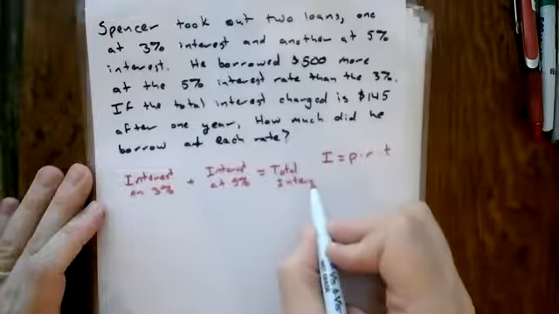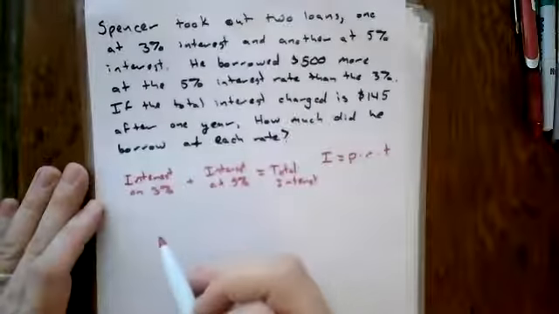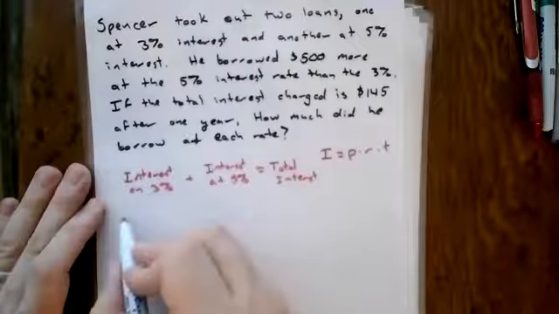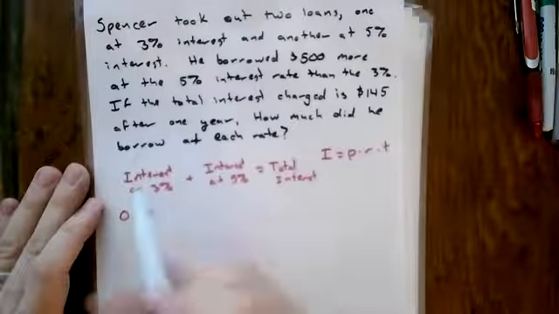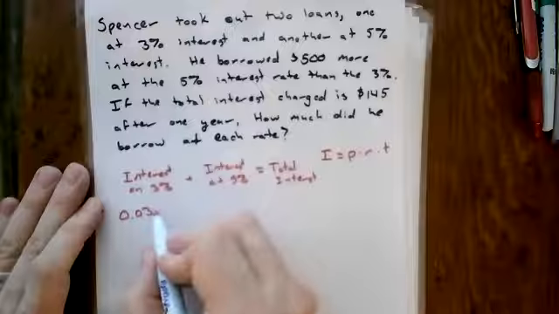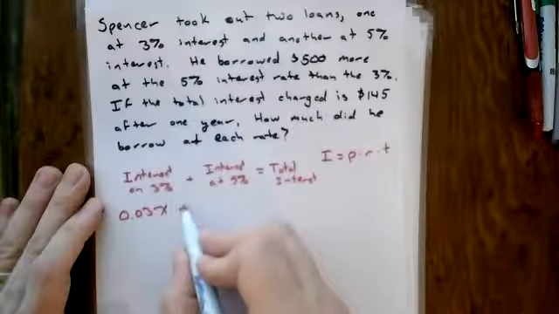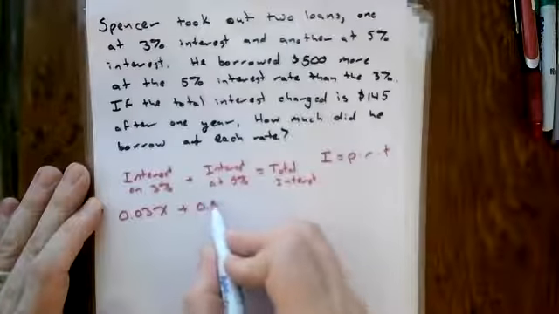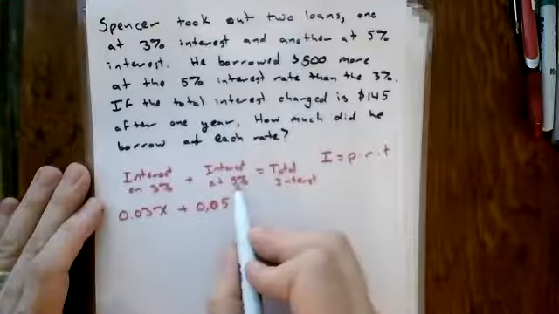Now, we don't know how much he borrowed, but I do know what these rates are. So I know that 3%, I'm going to write that as 0.03, and I've got a certain amount that he borrowed there. I don't know what that is. Now, I do know that this other interest, he borrowed at 5%. Oops, sorry, 0.05. 5% is, we always move our decimal place 2 spaces.